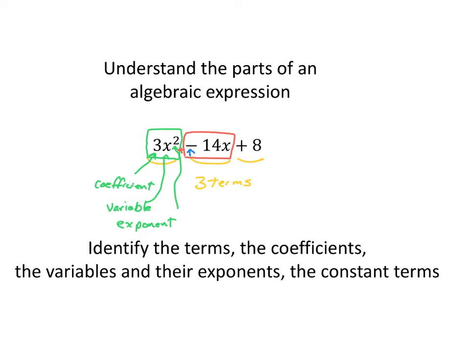But the coefficient on this one is negative 14. Negative 14, so that negative sign counts. And then you have the variable x. There is no visible exponent, but the exponent would be 1 if there was an exponent. Okay? And then this last term, plus 8, it's a positive 8 because it's plus 8. But there's no variable on that one, so that's a constant term.